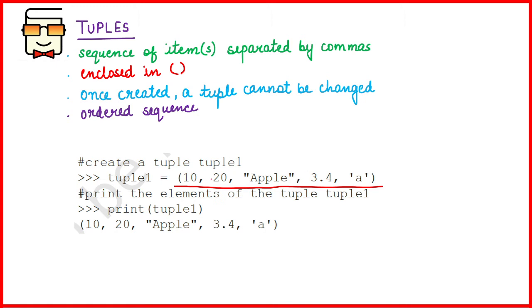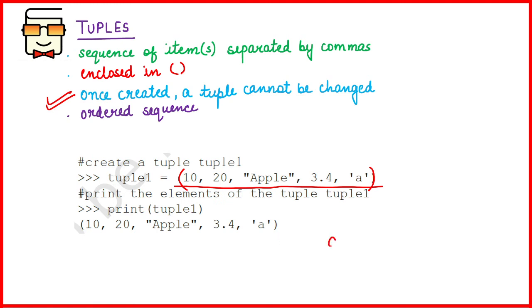They are an ordered sequence. That means each element has an index associated with it, but the entire tuple is enclosed in round brackets. So is there no other difference between a tuple and a list? The most important difference between a tuple and a list is that the elements of a tuple cannot be changed once a tuple is created. If you try to change the elements of the tuple, you will get an error, or you'll have to create a new tuple that incorporates all the changes.